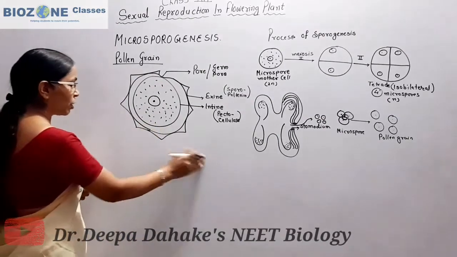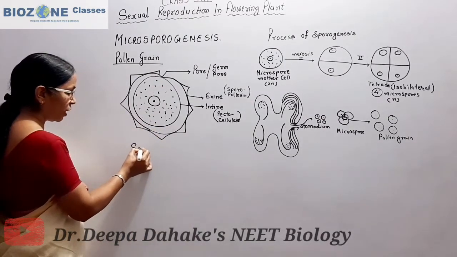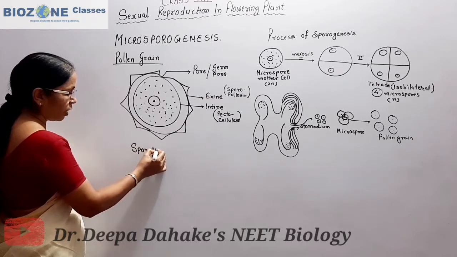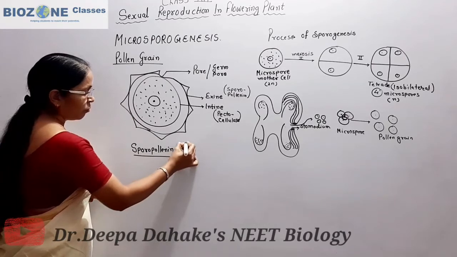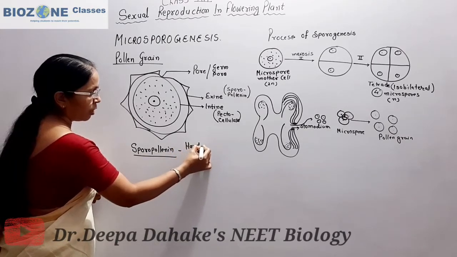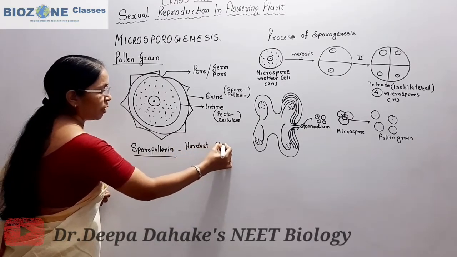Now here when we study sporopollenin, you already know that sporopollenin is one of the known hardest chemicals.